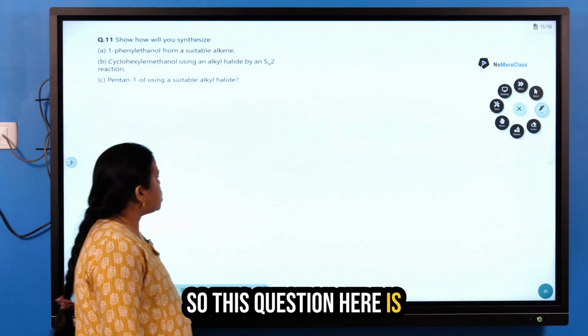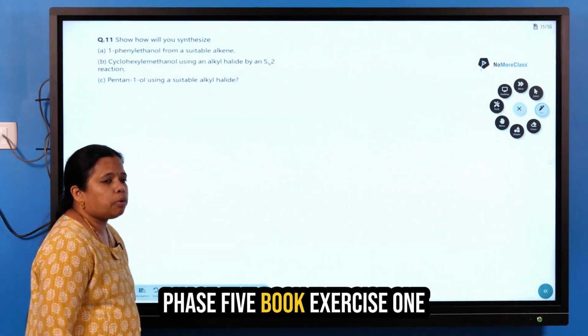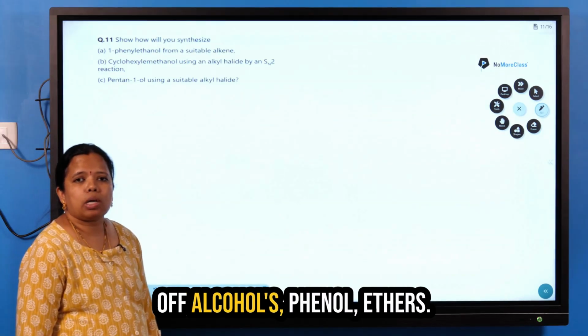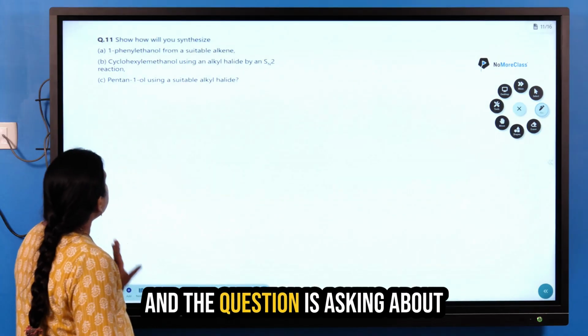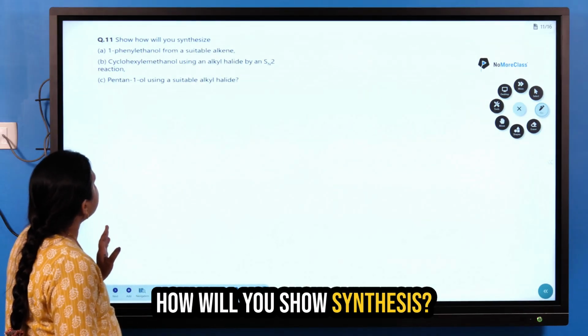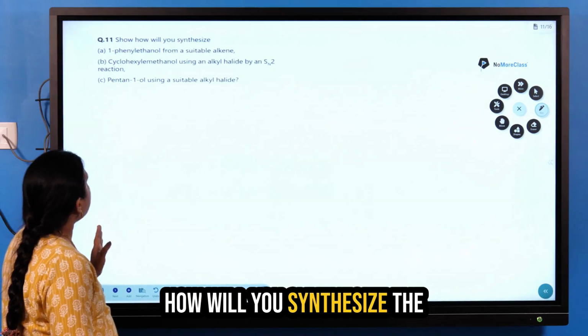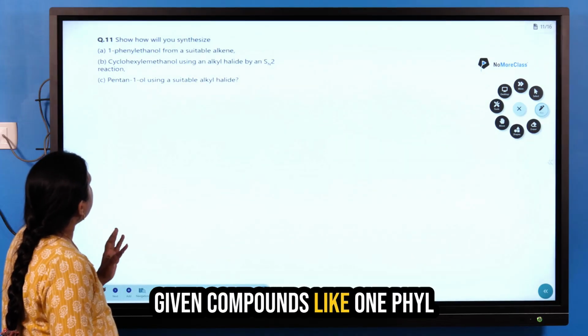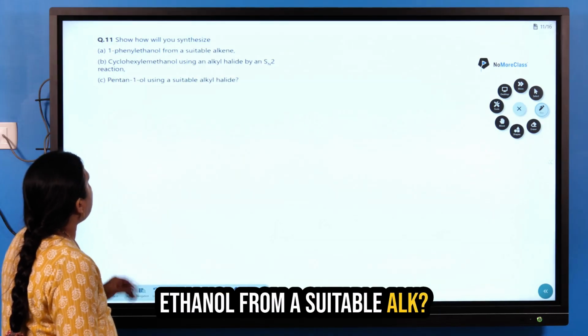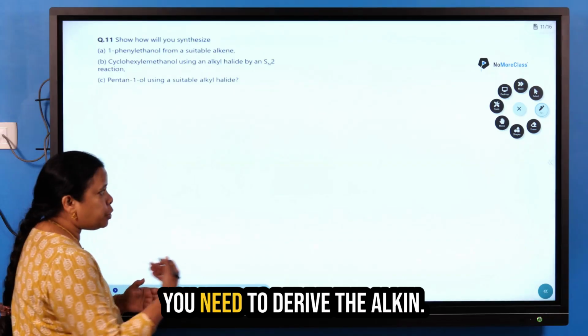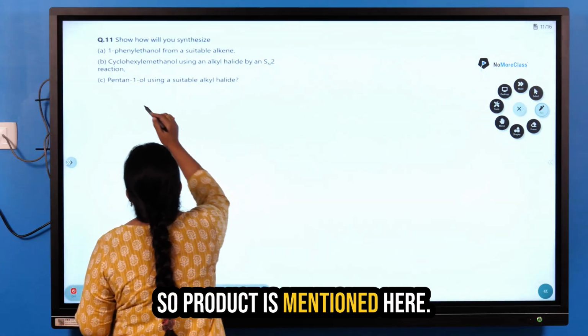This question here is question number 11 from Phase 5 book, Exercise 1 of Alcohols, Phenols, Ethers. And the question is asking how will you synthesize the given compounds, like 1-phenyl ethanol, from a suitable alkene. There is no alkene mentioned. You need to derive the alkene. So the product is mentioned here.